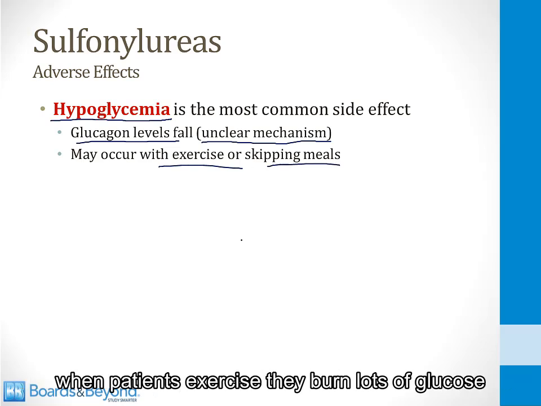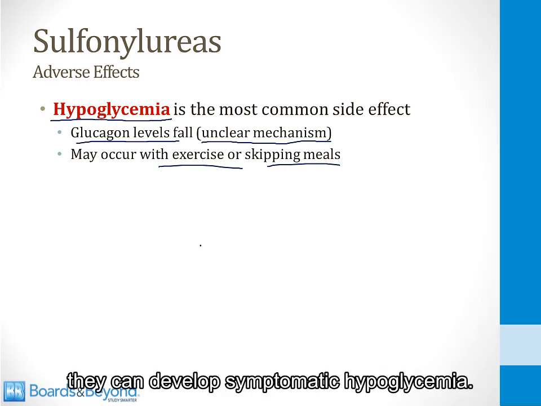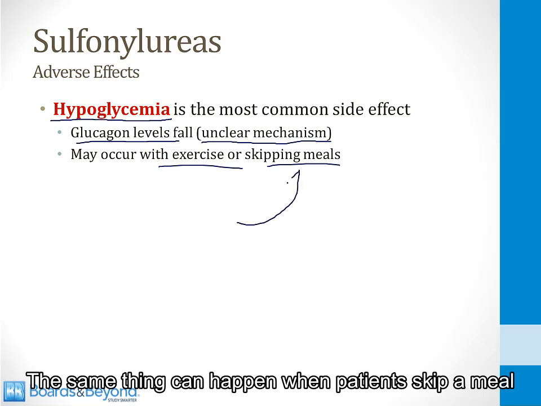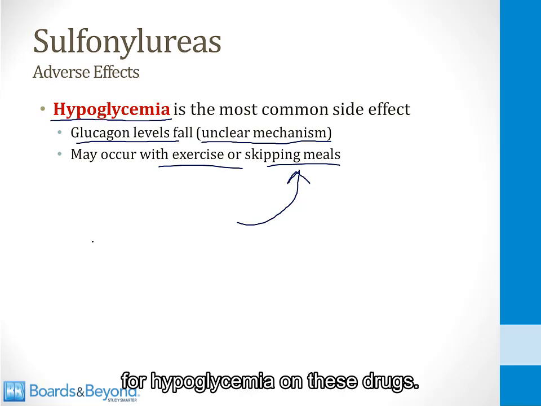When patients exercise, they burn lots of glucose, and therefore if they're taking a sulfonylurea, they can develop symptomatic hypoglycemia. The same thing can happen when patients skip a meal. They have less glucose in their body, and therefore they're at risk for hypoglycemia on these drugs.